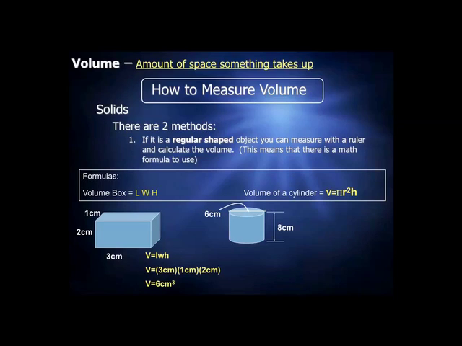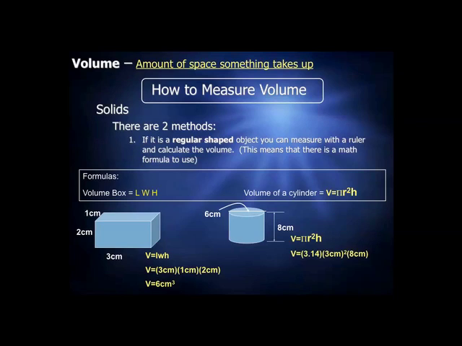Okay, the formula for the volume of a cylinder is pi times radius squared times the height. So again, we have a cylinder shape here. We write the formula. Substitute in our numbers. We do the calculation. And we get an answer with the units.